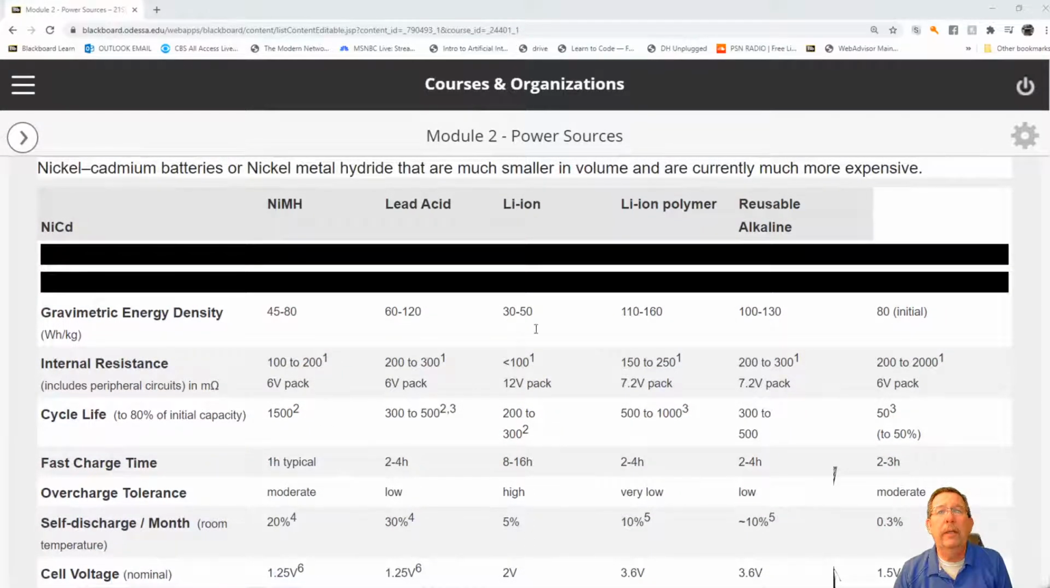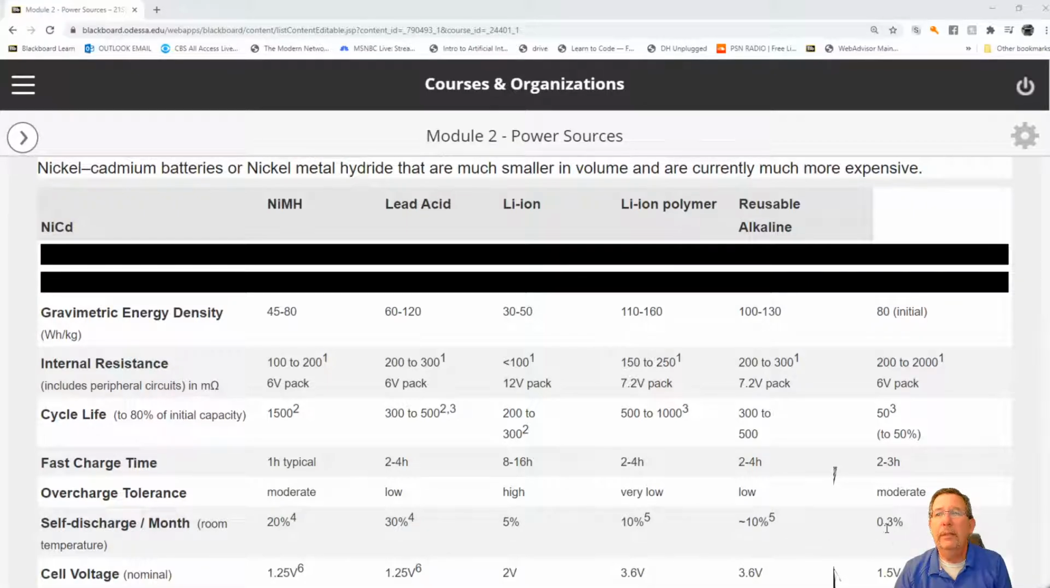Lithium ion only has a self-discharge of 5%. So it holds a charge a lot more than, say, a lead acid battery does. Quite more. And you can see what the other ones do right there.